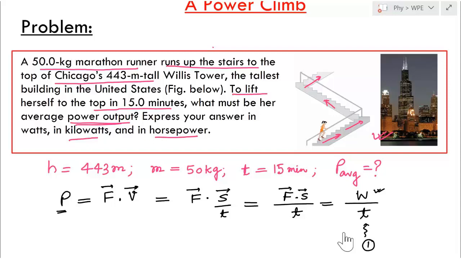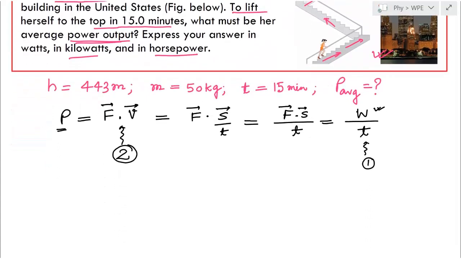You can also directly calculate power because you know how much force she has to apply to go onto the top of this tower, and you know the velocity, then you can calculate the average power. So this is the second method of solving the problem. Now in this video we will solve this problem using both methods. So let us first discuss method 1. That is, power is equal to work done divided by time.